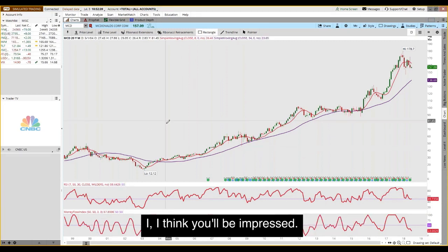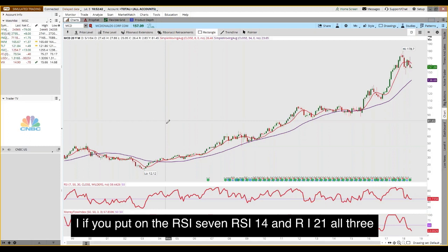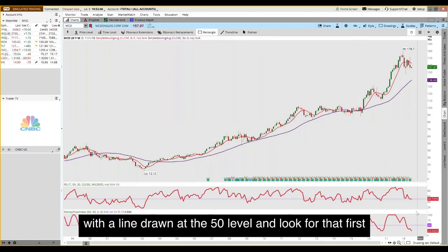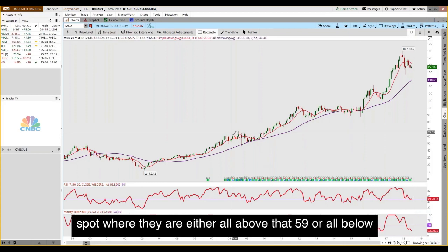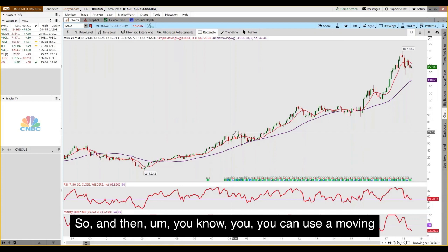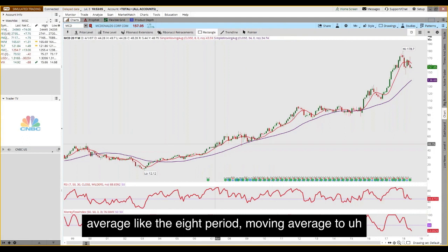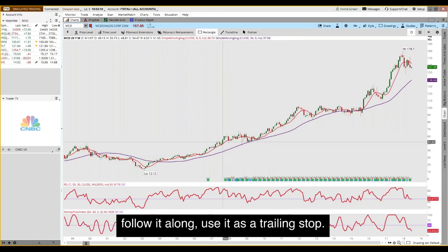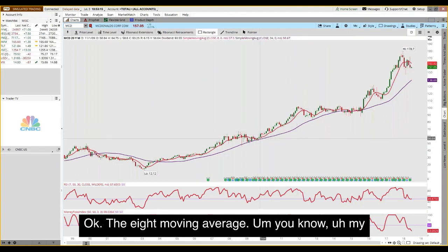So have a look at that. I think you'll be impressed if you put on the RSI 7, RSI 14, and RSI 21, all 3 with a line drawn at the 50 level, and look for that first spot where they are either all above that 50 line or all below. You can see how effective that is. And then you can use a moving average like the 8-period moving average to follow it along. Use it as a trailing stop. The 8 moving average.